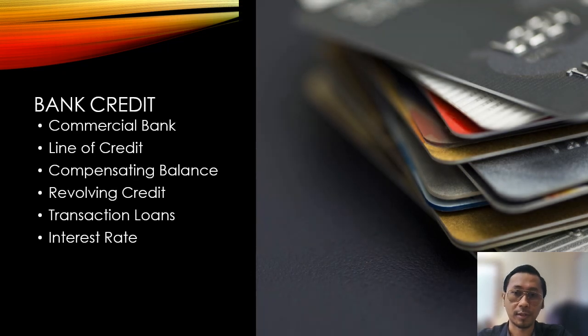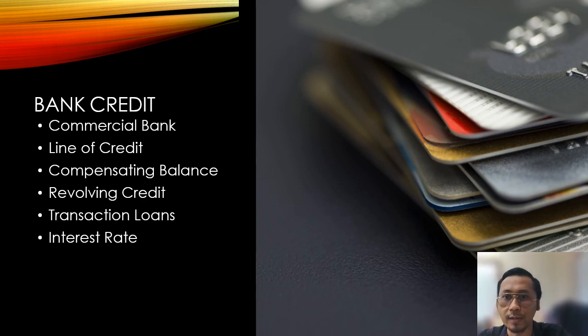Let's discuss this part. Commercial banks are the major source of unsecured short-term credit, such as lines of credit, revolving credit agreements, and transaction loans with a maturity period of 12 months or less. The interest rates will depend on the creditworthiness and the risk of the borrower and the prevailing interest rates.